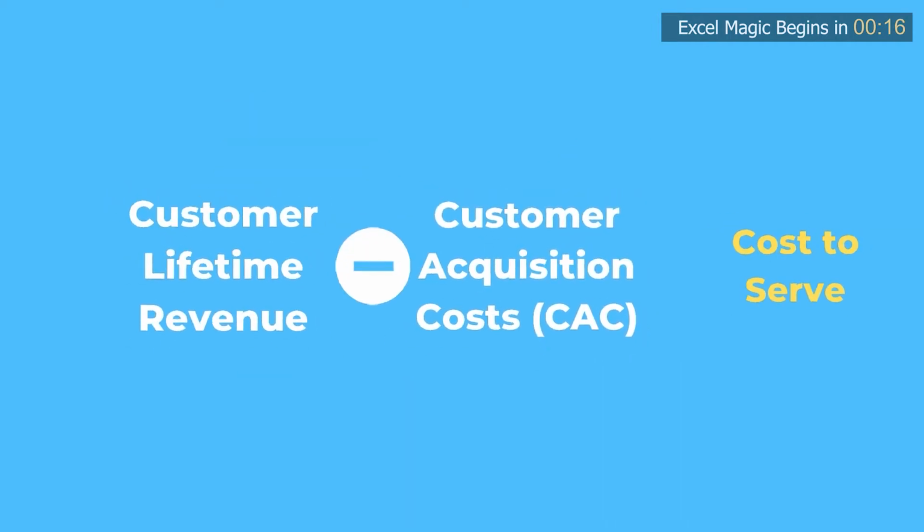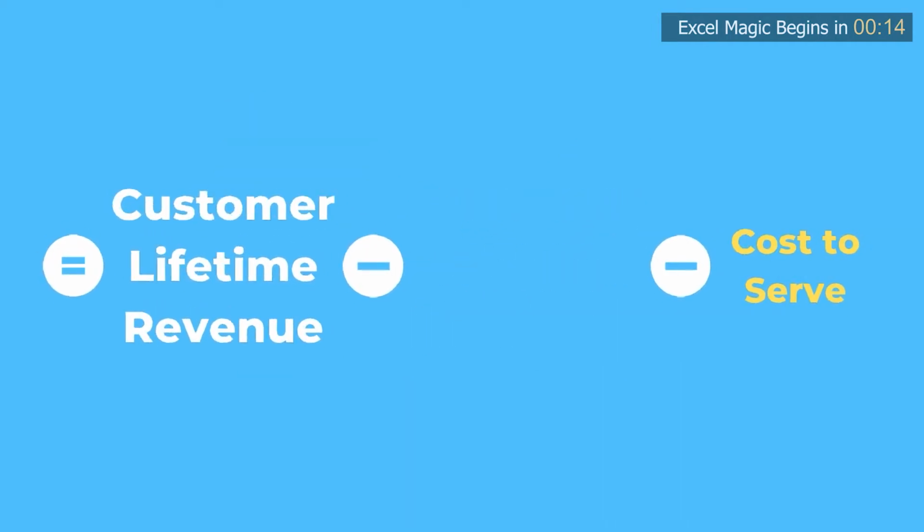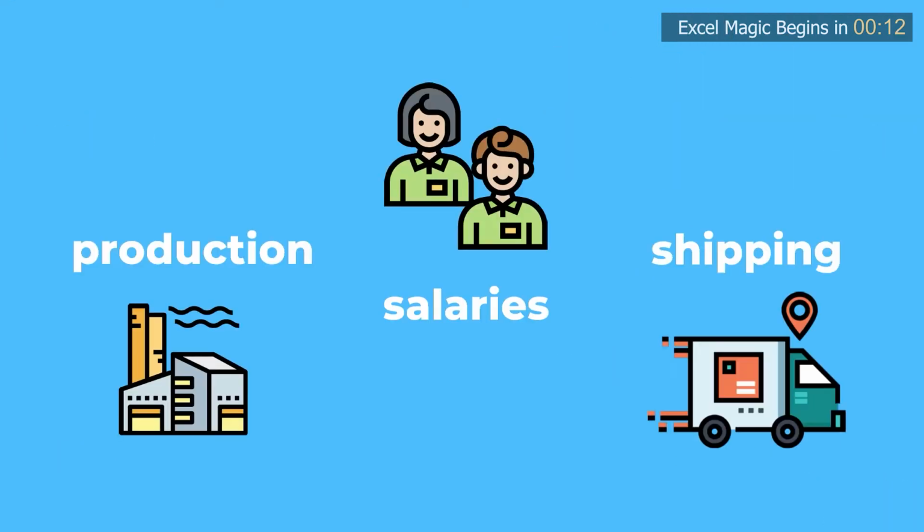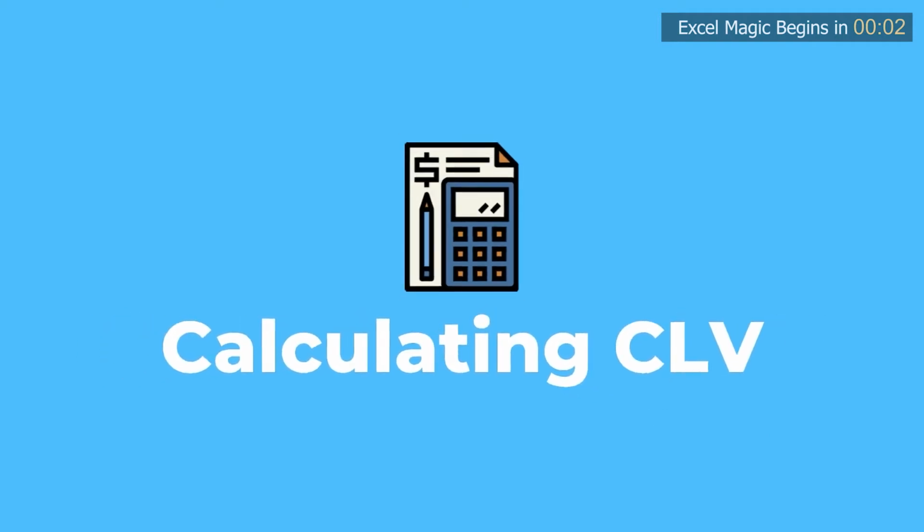The last ingredient to the equation is the cost to serve. This is any cost we incur to provide our services or produce and deliver our goods, including production, salaries, shipping, and others. Okay, let's look at calculating the customer lifetime value in Excel.